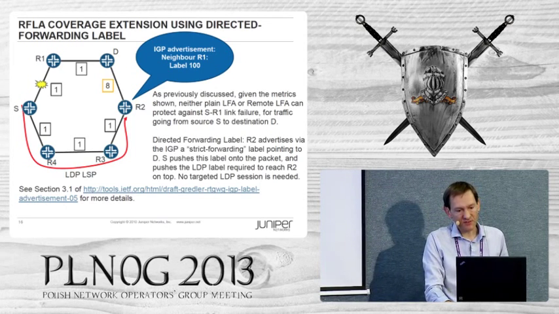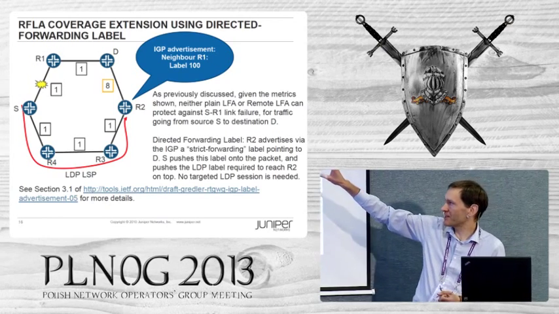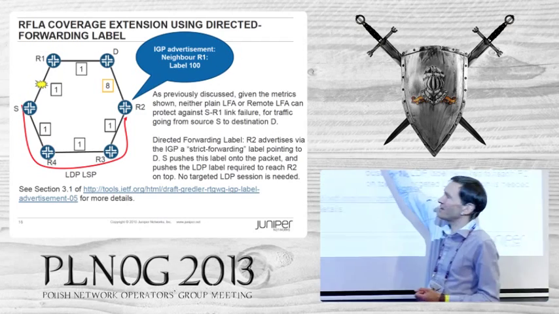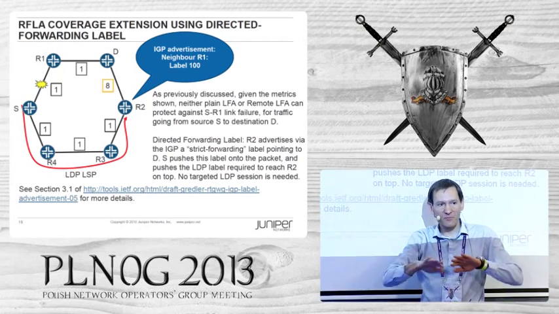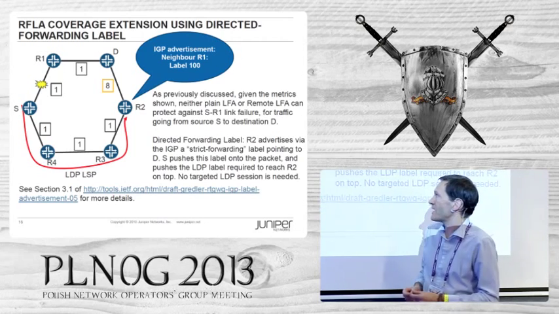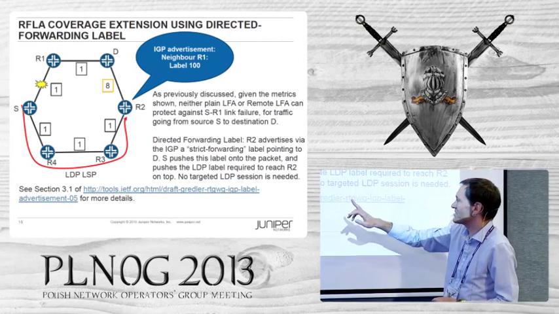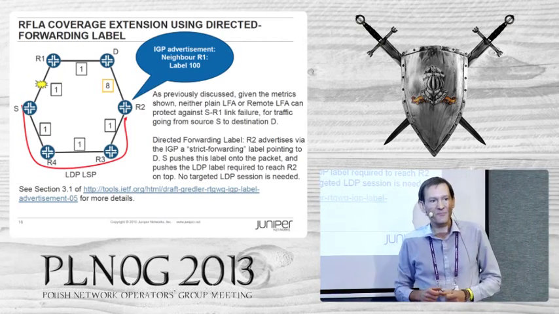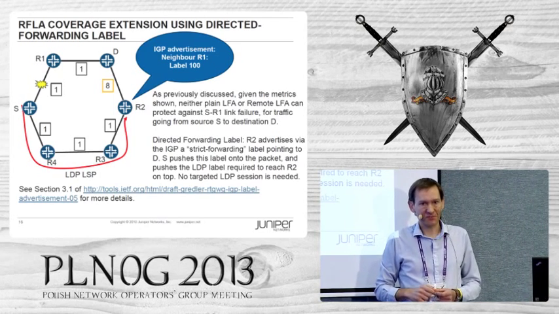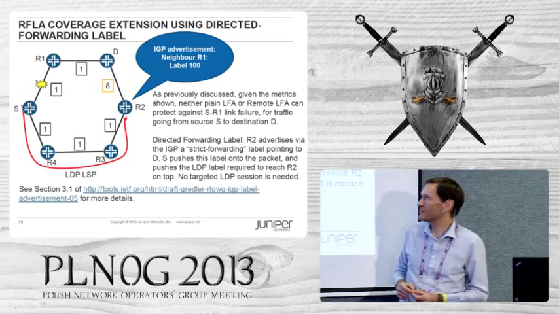Now, there is something you could do to solve the problem that I showed previously, where we've got this high metric between here and here, and so the P space and the extended P space and the Q space didn't overlap. And this is using a scheme which is something new. It's involving IGP label advertisements, which is quite a hot topic at the moment.